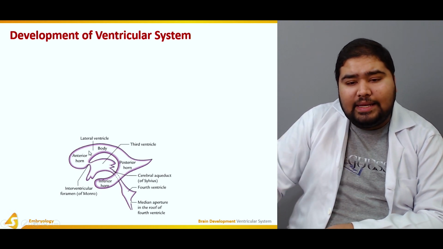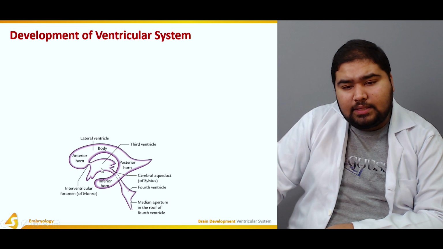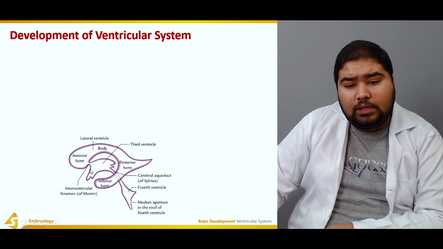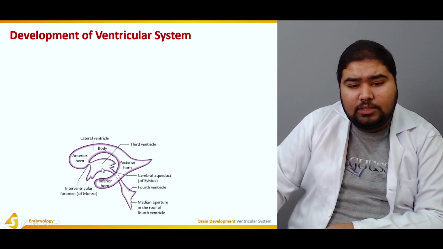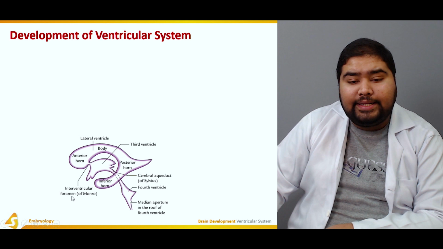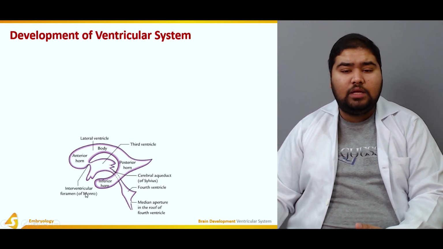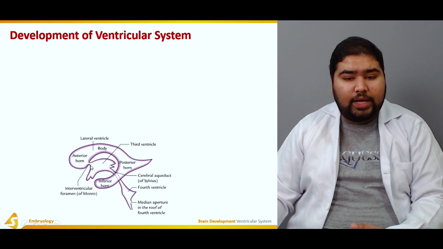We have two lateral ventricles. Here you can see these are the lateral ventricles. This is the anterior horn, this is the inferior horn, this is the posterior horn of the lateral ventricle. The lateral ventricle communicates with the third ventricle with the help of the interventricular foramen. This interventricular foramen is also known as the foramen of Monro. Here you can see this is the foramen of Monro.